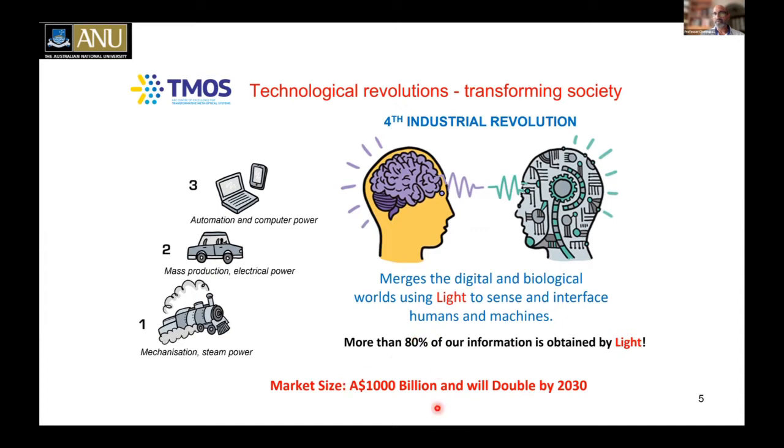Light-based technologies are about 1 trillion Australian dollars now, and people are predicting that by 2030 the market size of these light-based industries will double, indicating there's a lot of opportunity for us to contribute to this discipline, which is going to play an important role in Industrial Revolution 4.0.